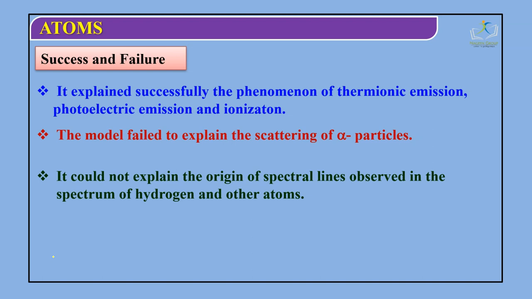What is the meaning of alpha particle, students? An alpha particle is a positively charged particle whose mass is 4 times the mass of a proton and whose charge is 2 times the charge of a proton. Thus, ultimately, this model was discarded. But the first idea about the atom came from Dr. J.J. Thomson.